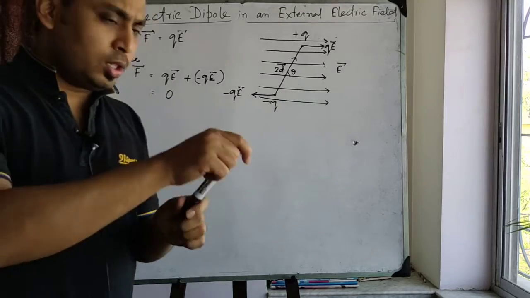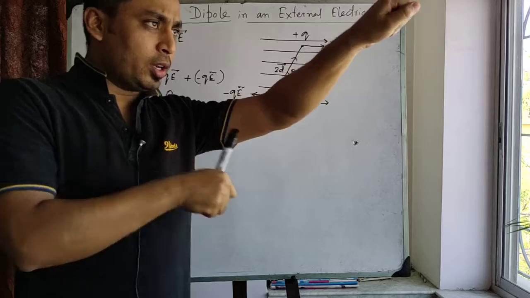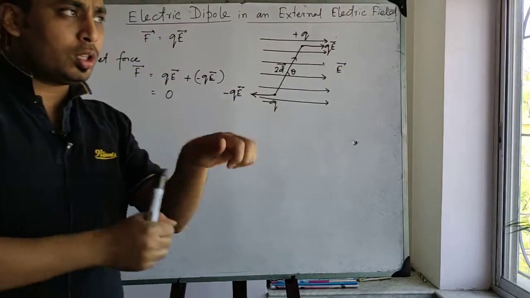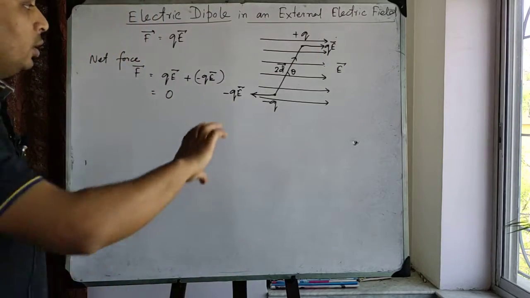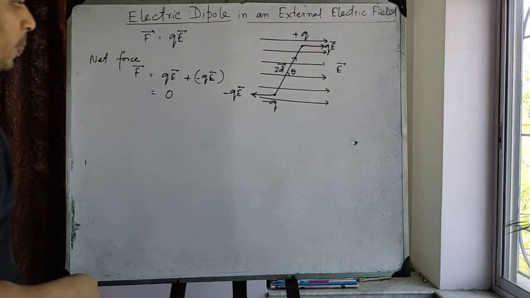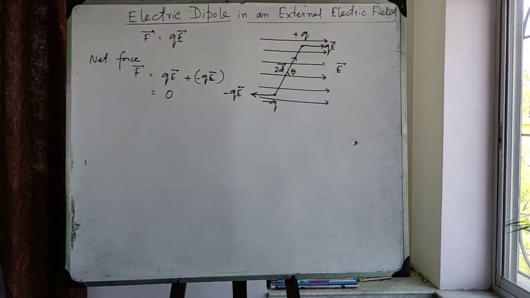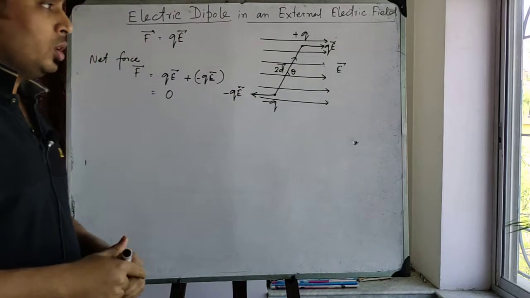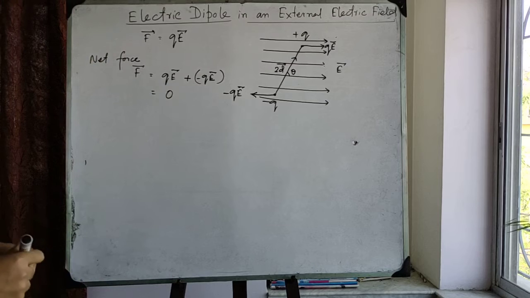But these two forces, plus qE and minus qE, act in two opposite directions. So they will create a couple, and this couple will rotate the dipole and orient it along the field direction. So these two equal and opposite forces will create a couple which will rotate the dipole along the field direction. So what is the torque due to this couple?